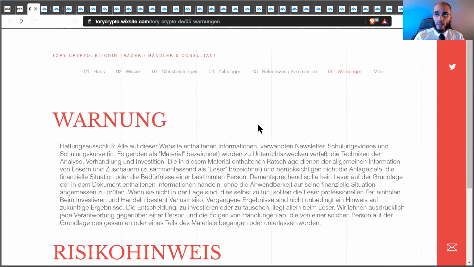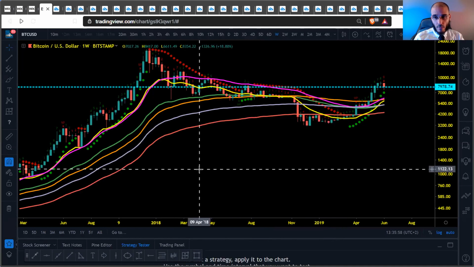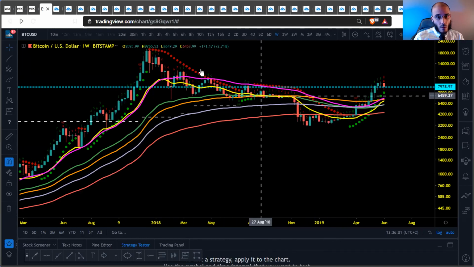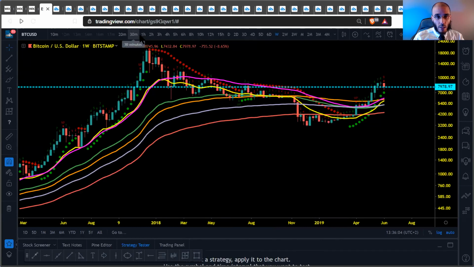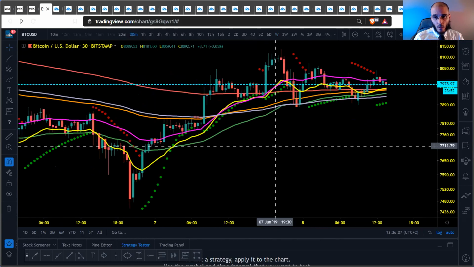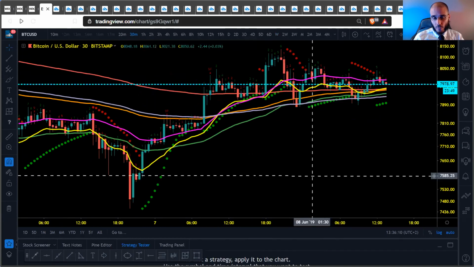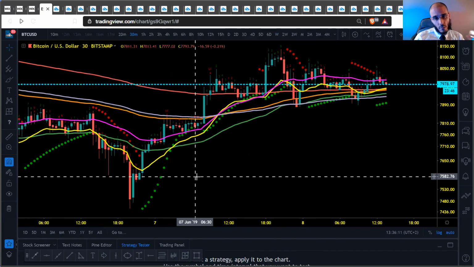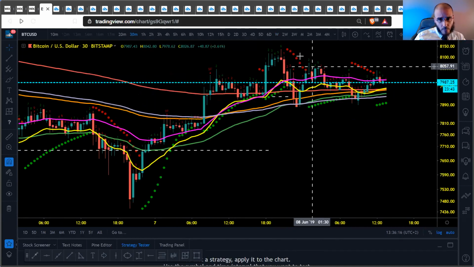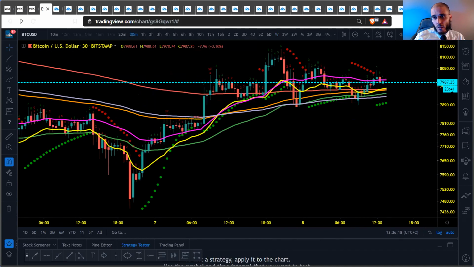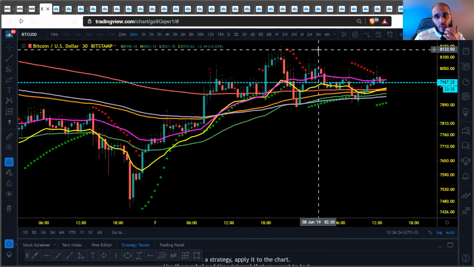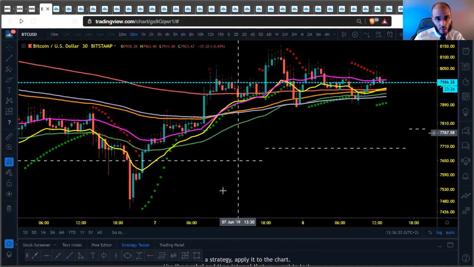Okay, let's start and see what Bitcoin did since yesterday. That's the weekly chart, and we are still on the 9. Let's zoom in to see what the short time frames are doing. You had a pop here, which we went up to 8,133. It was not bad.